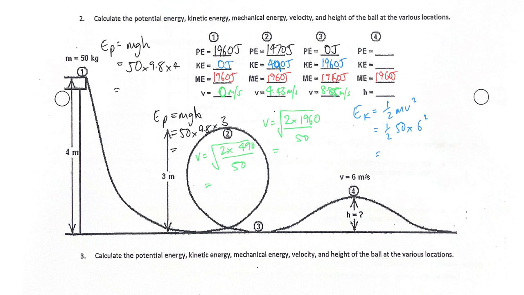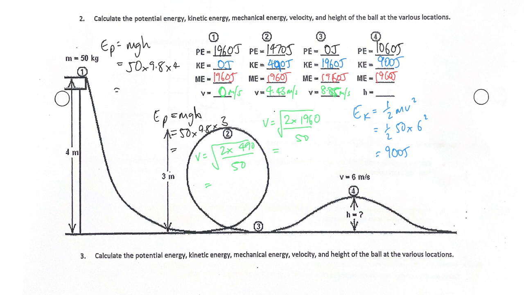So what do I do? Half times 50 times 6? Squared. Don't forget the squared. And that happens to be 900 joules. Is that where I write it? No. Where should that go? In kinetic energy. Oops. 900 joules. So what does that mean about my potential energy? 1060 joules. Excellent.